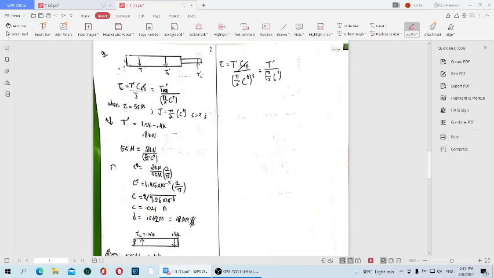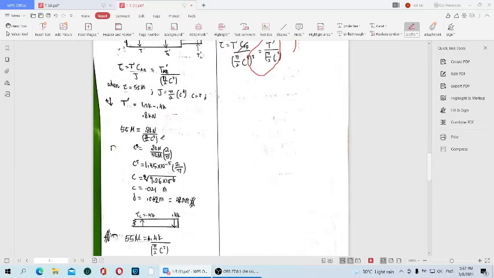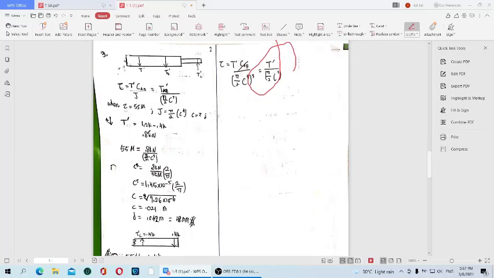You simplify this equation. The original equation is tau equal to T prime C over J, where J equals pi over 2 C to the power of 4. But you simplify it, so you will get tau equal to T prime over pi over 2 C to the power of 3. So you insert all the data that has been given, which is 0.8 kilonewton. It comes from 1.2K minus 0.4K, because the directions are different. I assume downward as positive, so you will get 0.8 kilonewton for torque prime.